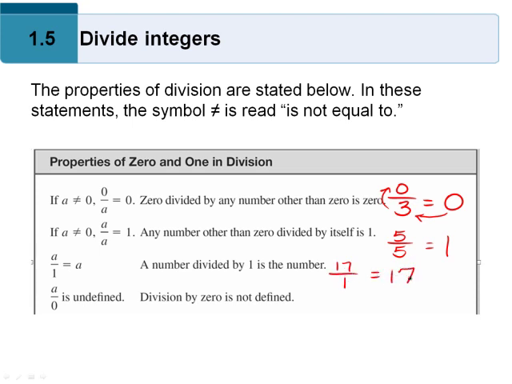Now these are not properties that you specifically need to know the name of. You just need to know how to get the answer to these types of problems. Now look at this last one. We have any number divided by 0, and they have a word here, undefined. Okay, so let's look at that.